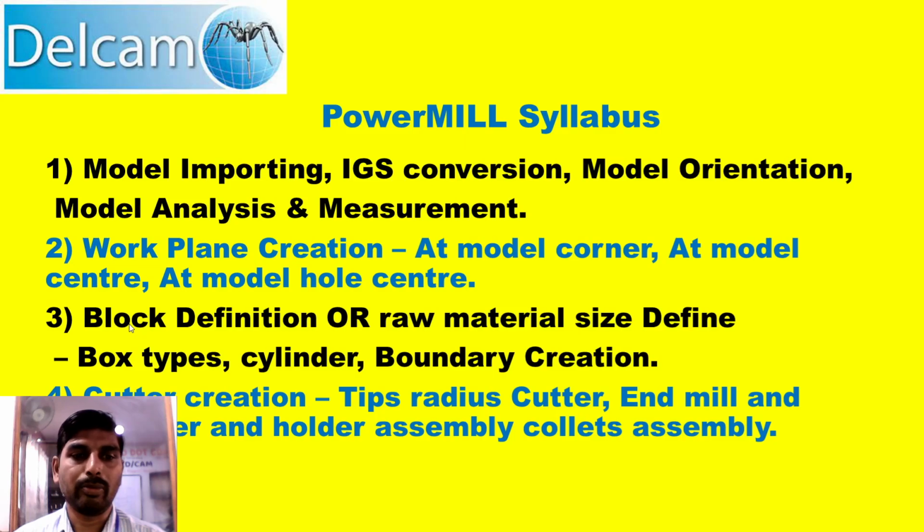The third one will be block definitions, or raw material defining. Here the types are box type, cylindrical and boundary types. The fourth one will be cutter creation: tip radius cutter, end mill, ball nose cutter, and holder assembly and collet assembly. These 4 topics we will try to cover in this video. So let's go one by one.